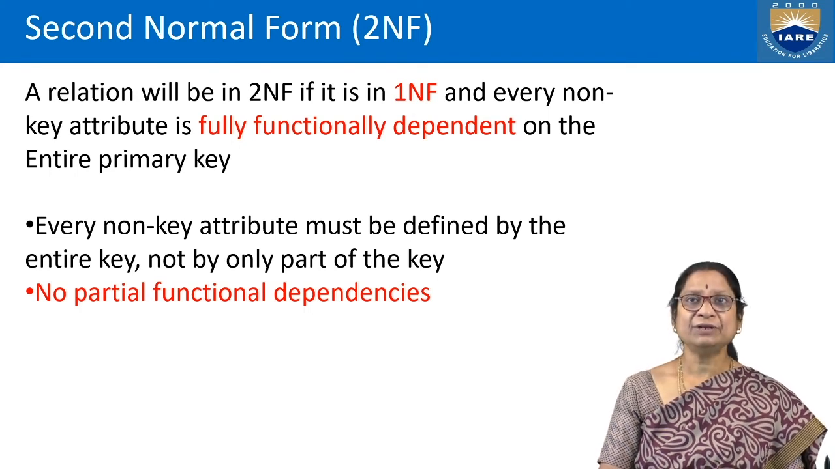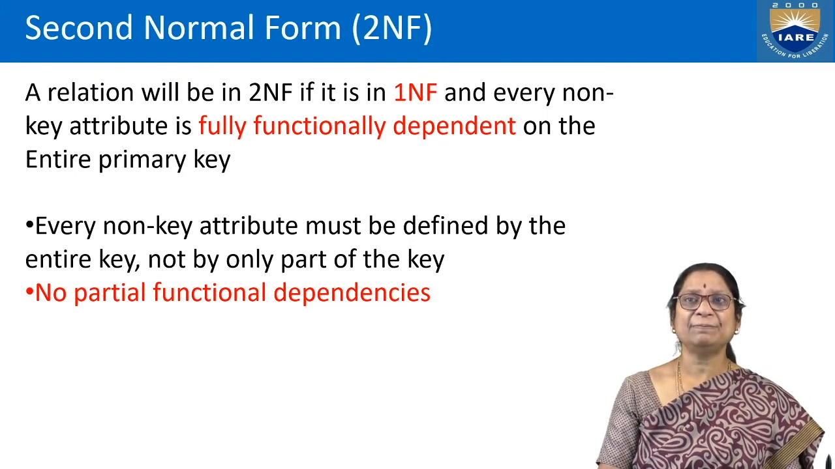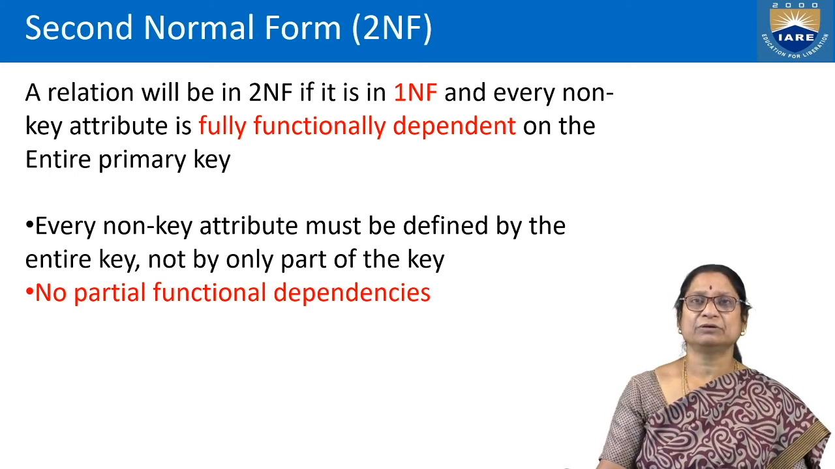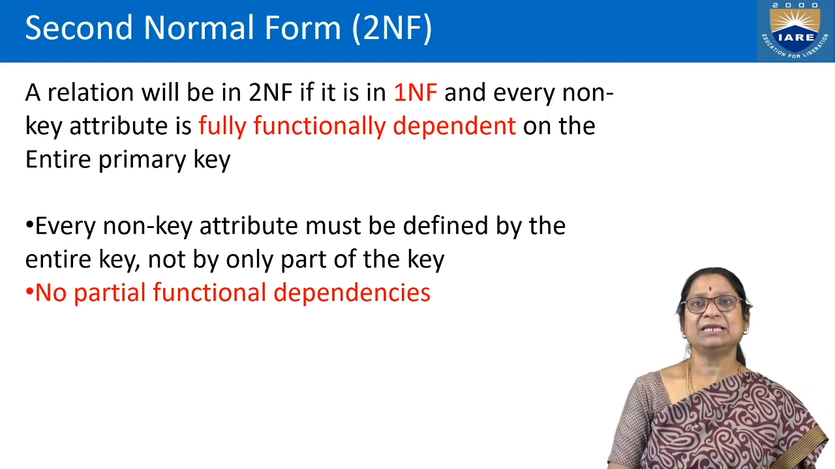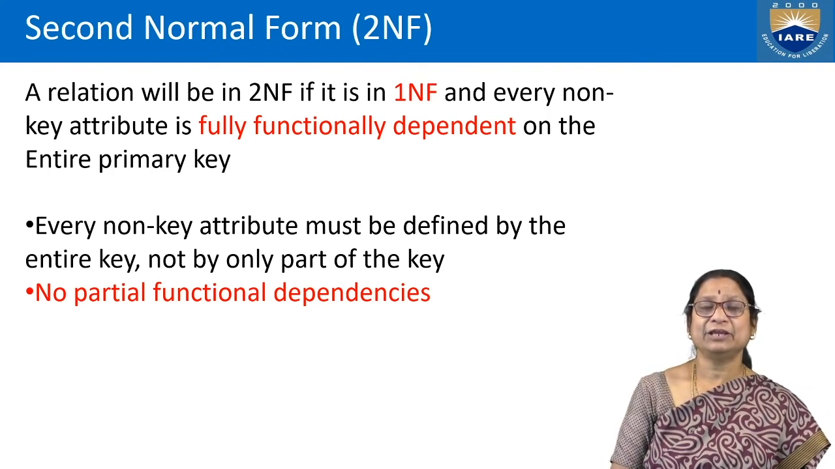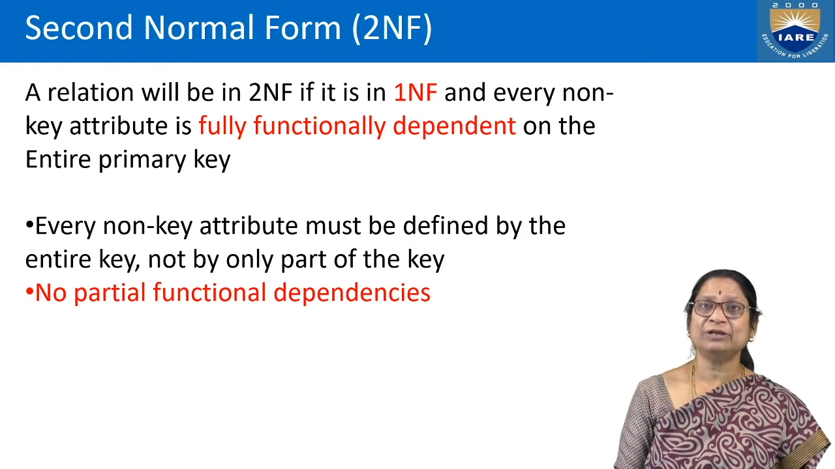So that is, every non-key attribute must be defined by the entire key, not by only part of the key. That is partial dependencies. Now you observe one more concept here. Part of the key. When part of the key can be isolated, if your primary key is a composite key, then only we will get the problem of partial dependencies. Please all of you observe that.